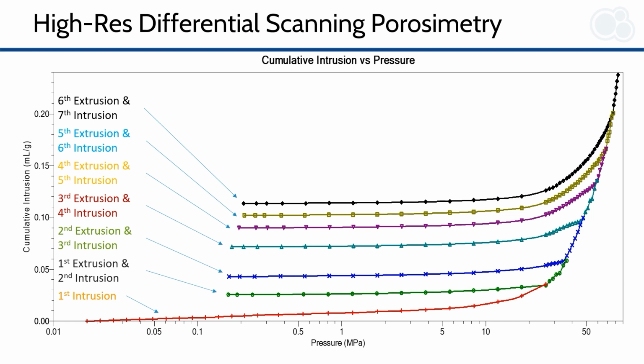As this is in cavities that were not filled in the previous cycle, we see additional retained mercury. The third intrusion is up to about 50 megapascals with extrusion back to atmospheric pressure. The analysis continues until all desired cycles are completed. Note that the volume retained continues to increase with each cycle. It is this retained volume that gives us insight into the cavity volumes.